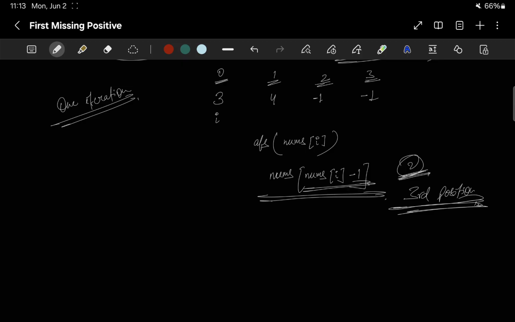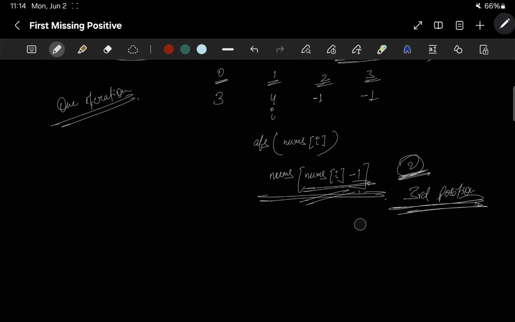Next, again I comes here. Now again we will do this, but this time we will see nums[abs(nums[i]) - 1]. If we do this, we will find that nums[i] is minus 1 already. And again, if we subtract 1, we will have nums[-2]. But this is not possible.